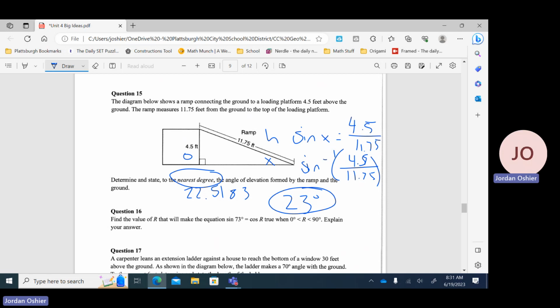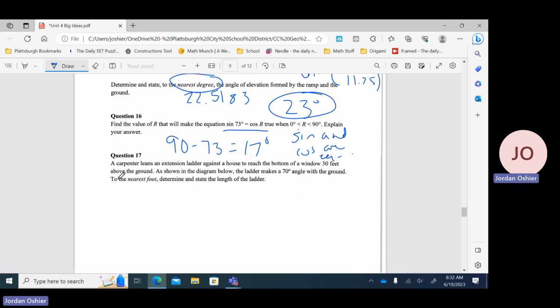Find the value of r that will make this equation true. This is going to simply be 90 minus 73 equals 17 degrees. Explain your answer. Sine and cosine, it's the same thing I wrote a second ago, are equal when the angles add to 90. I'm not writing it all out.